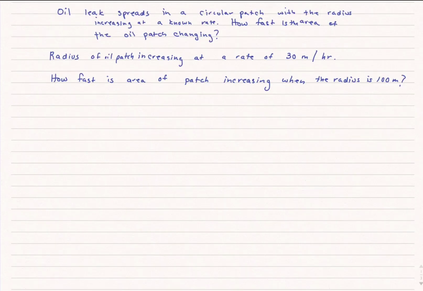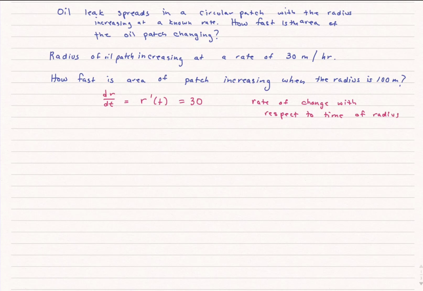If I give you that the radius of the oil patch is increasing at a rate of 30 meters per hour, and I ask how fast is the area of the patch increasing when the radius is 100 meters, this is how I'd set it up. First of all, I know the following. I know that the derivative with respect to time of the radius is 30. I could either write this as dr/dt or r prime.